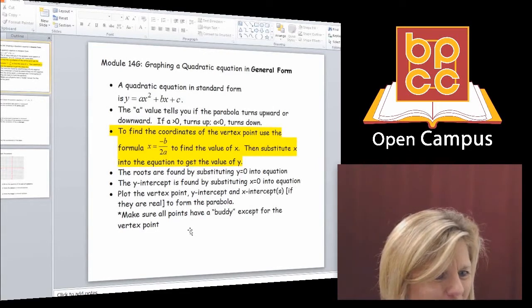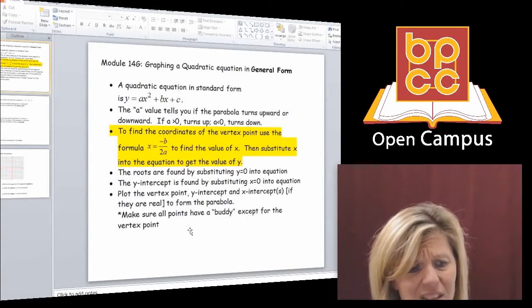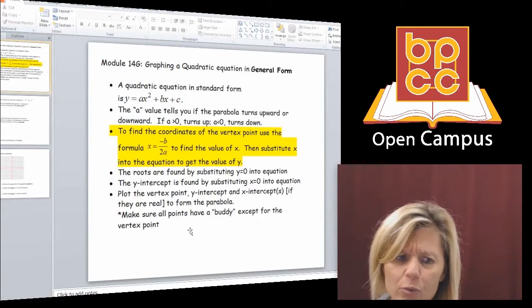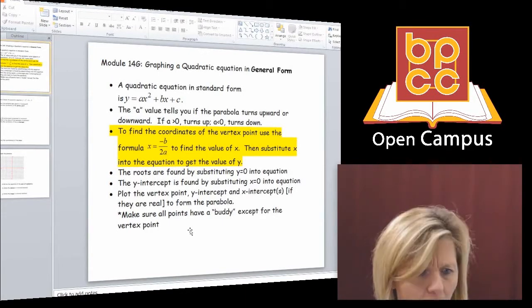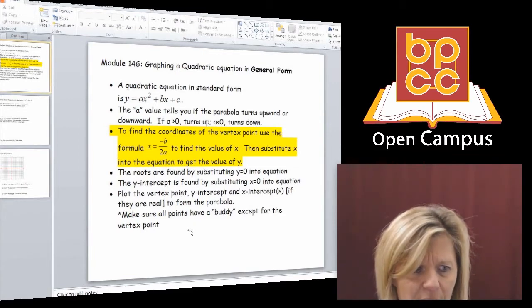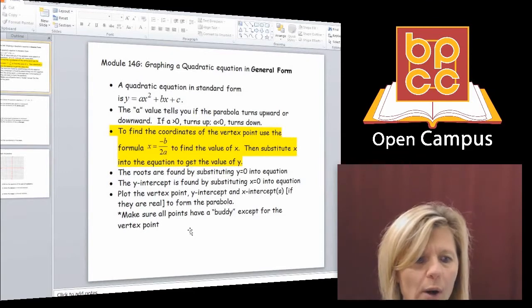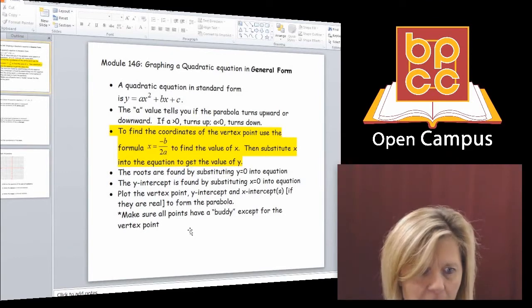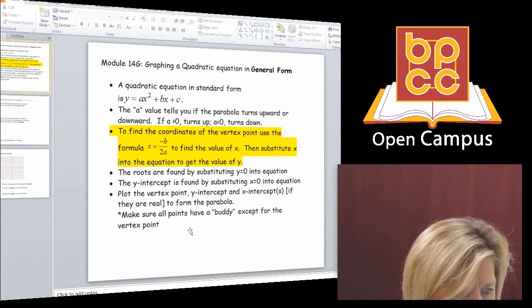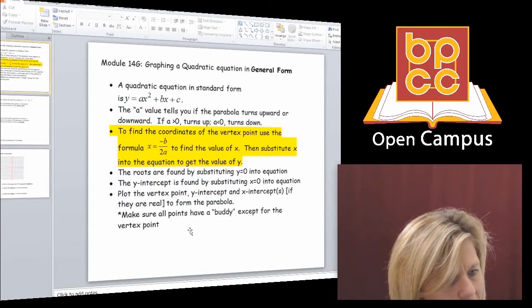Everything else we do is the same, exactly like we did the day before. You're still going to have to find the y-intercept by letting x be 0. You're still going to have to find the roots, the x-intercepts, by letting y be 0. So the biggest difference today is very simply, if your equation that's quadratic doesn't have parentheses, you are going to have to find the vertex point by using this new formula. All right, let's go up to the whiteboard and try one big example.